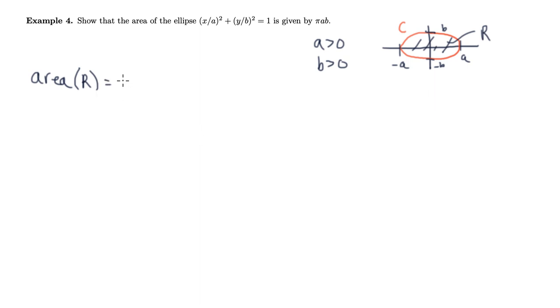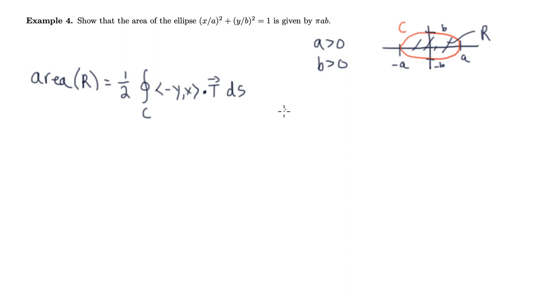So it's equal to 1/2 the line integral of the curve. And then remember this really special vector field minus y, x, and that's the vector field we're going to integrate. Okay, so that's what the area of an ellipse is.